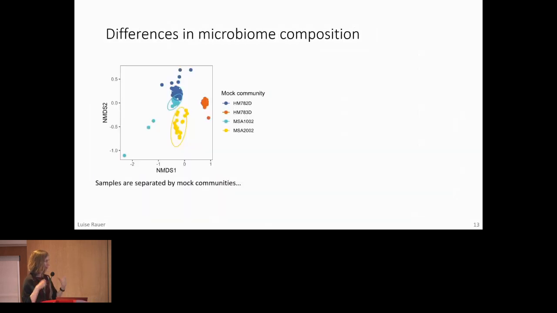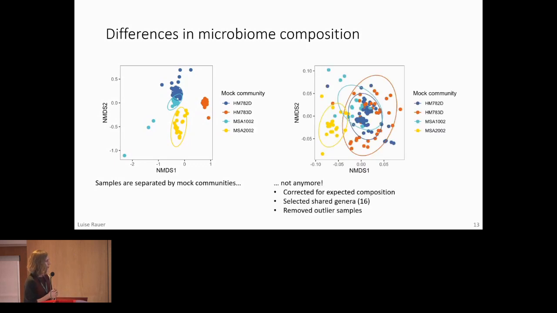But you can also quite easily distinguish the mock communities from each other, which is a good message for us, right? It means if you have totally different samples in your microbiome experiment and you process them with totally different pipelines, you still get totally separated samples. That's a good sign, right? But we were not interested in finding differences between mock communities, but in finding differences between the protocols. So basically, we corrected for the expected composition, focused only on the shared genera, removed some outliers, and now the mock communities are nicely mixed, and we can start studying some biases.